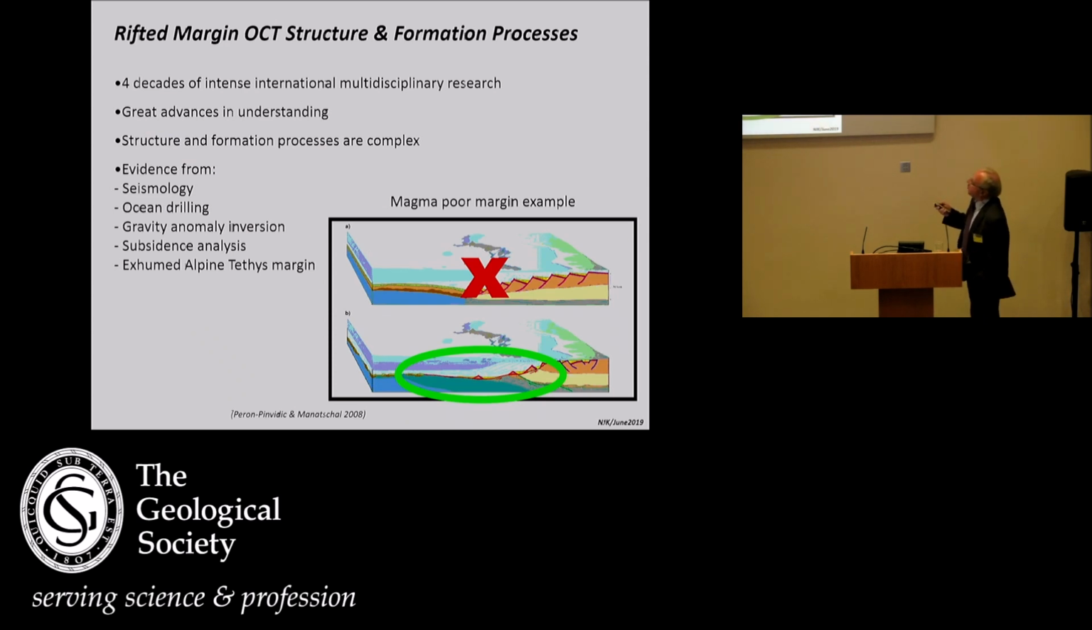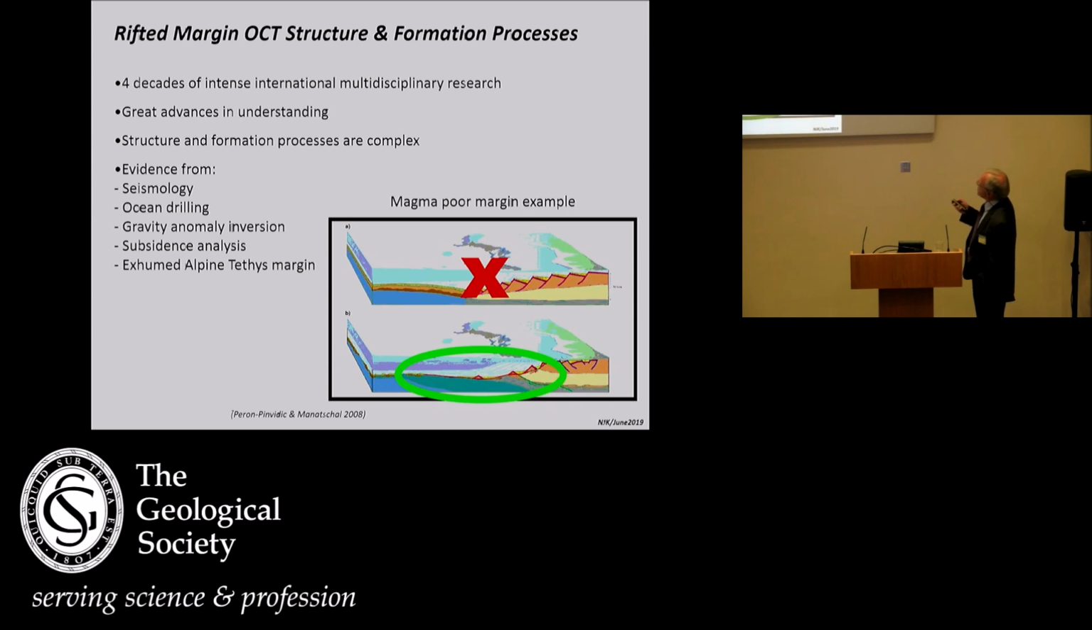Now, the last four decades have been exciting. There's been a lot of intense international multidisciplinary research thrown at trying to understand rifted margins, their ocean-continent transition structure, and their formation processes. This work has been reasonably successful. I'm almost sure we haven't answered all the questions, but we know a lot more now than we did 4 decades ago. And one thing we've learned is that the simple formation model is incorrect. The structure, and therefore the formation processes, are somewhat more complex than we originally thought.